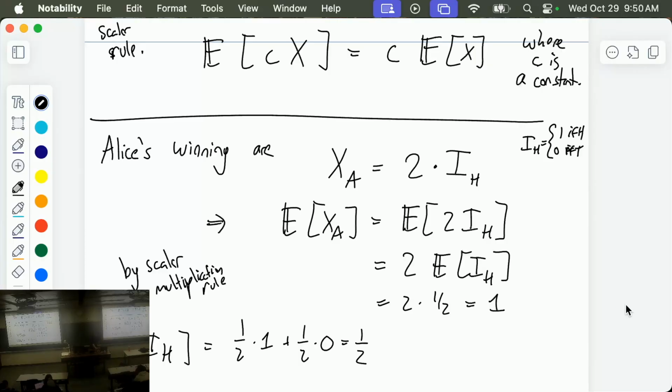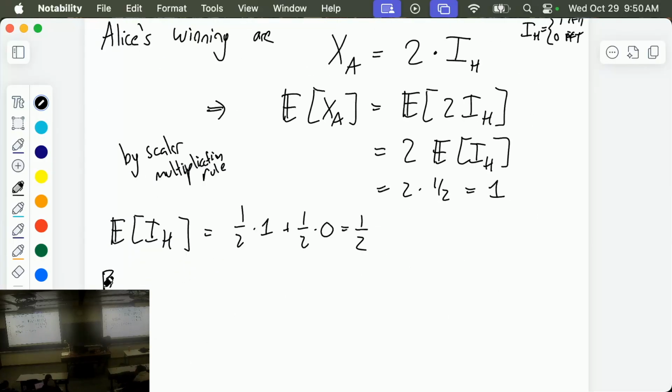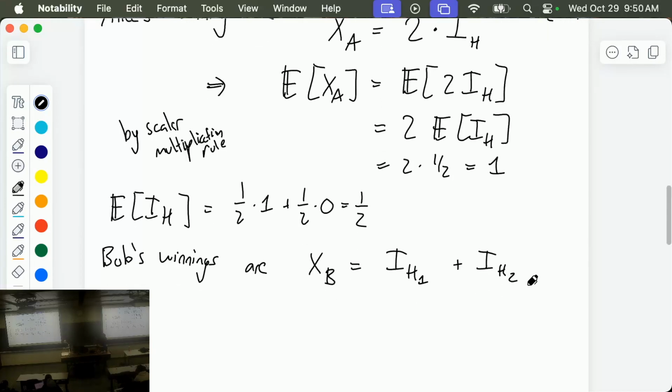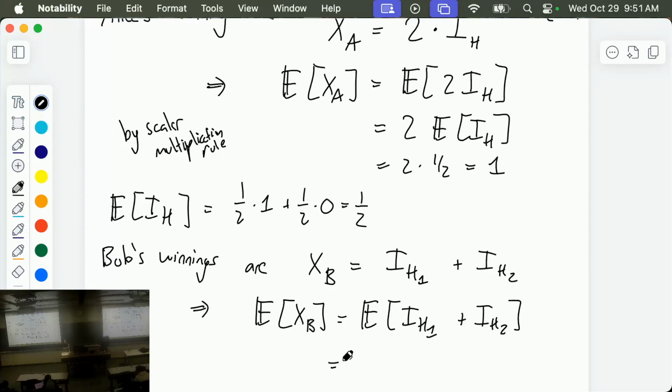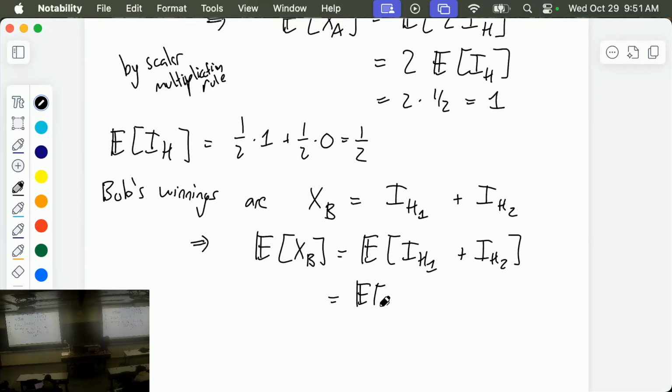All right, that was maybe a lot of work for Alice, but for Bob, it's even better. Bob's winnings are the sum of two different things. XB is the indicator of heads 1 plus the indicator of heads 2. Therefore, if I take the average of what Bob won, it is the sum of these two things, and by the addition rule for expected values, this splits up into the expected value of the first one plus the expected value of the second one. So this will be 1/2 plus 1/2.